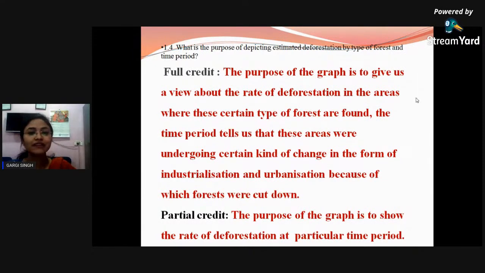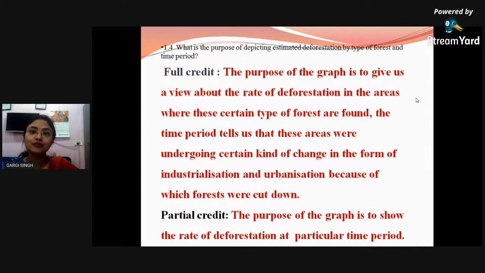You will be getting partial credit if you have written that the rate of deforestation is projected in a particular time period, as many of you have written. So when this kind of question is asked, you need to give the complete understanding that you have about the text. Now, this was our first task that was based on the information given in a graph. So this is how to understand information given through graphical representation.